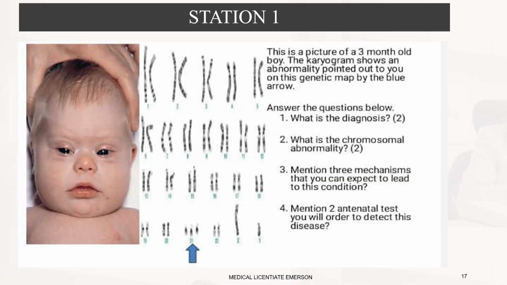Okay, then these are also some of the other stations on the same Down syndrome topic. The only thing which is different is question 3. Mention 3 mechanisms that you can expect to lead to this condition. We can have translocation, mosaicism, and non-disjunction trisomy. The non-disjunction on trisomy 21. So those are the 3 mechanisms.